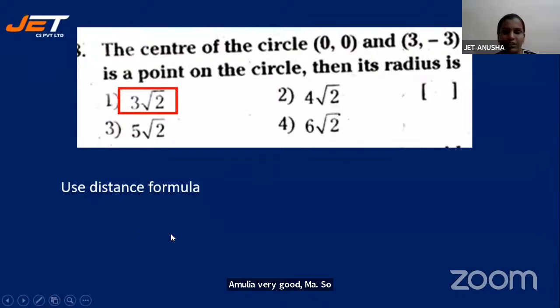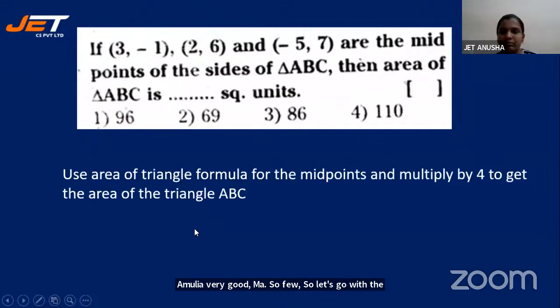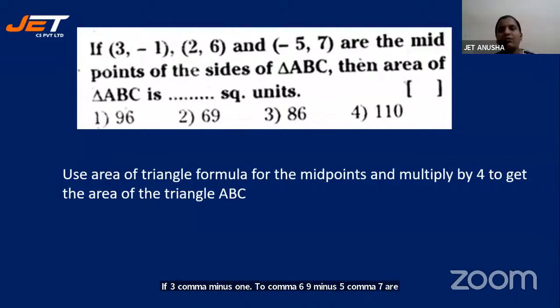So let's go with the next question. If (3, -1), (2, 6) and (-5, 7) are the midpoints of the sides of triangle ABC, then area of triangle ABC is dash square units. First one is 96, 69, 86, 110. Use the area of the triangle formula for the midpoints and then multiply by 4. Ashwin 1, Pavani 4.